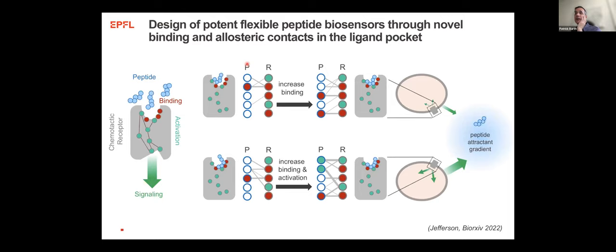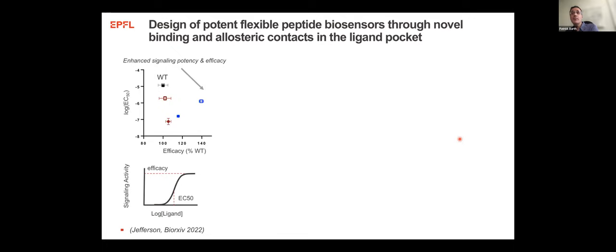And then depending on the starting flexible peptide receptor complex, we've been able to increase binding contacts, and also increase binding and activation contacts between both molecules. And then the hope for us was to be able to manipulate and reprogram cell migration properties using these new designed pairs. So we went through the design, and then we selected some designs for experimental validation in the lab. We performed a number of cell-based assays, and we were able to identify a number of new designed receptor peptide pairs that showed significantly enhanced signaling potency, and for some of them also efficacy.